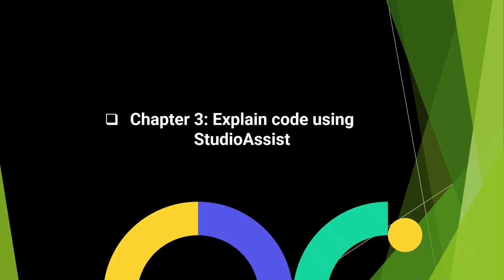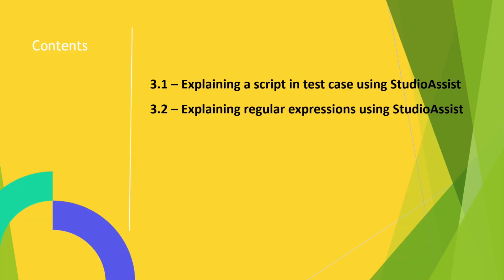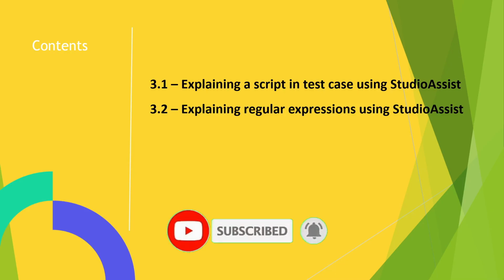Chapter 3, explain code using Studio Assist. As part of section 1, I'm going to teach you how can we get a help of Studio Assist in explaining the groovy script whenever you automate the test case. And then in section 2, I'm going to teach you by using the Studio Assist how we can understand the regular expressions that we are using in the groovy code. So now, without delay, let us jump onto the Katalon Studio and see all these concepts.